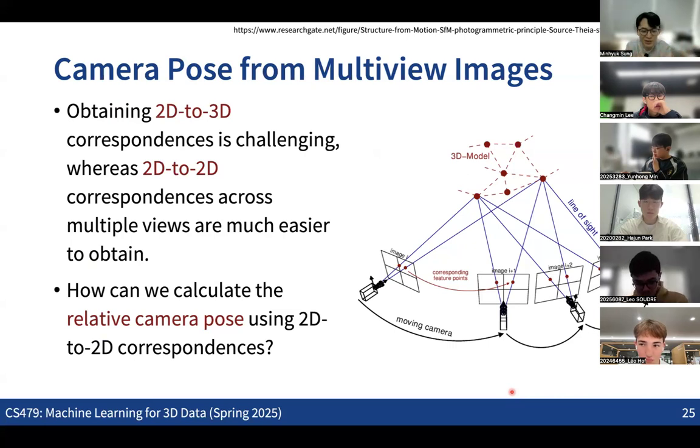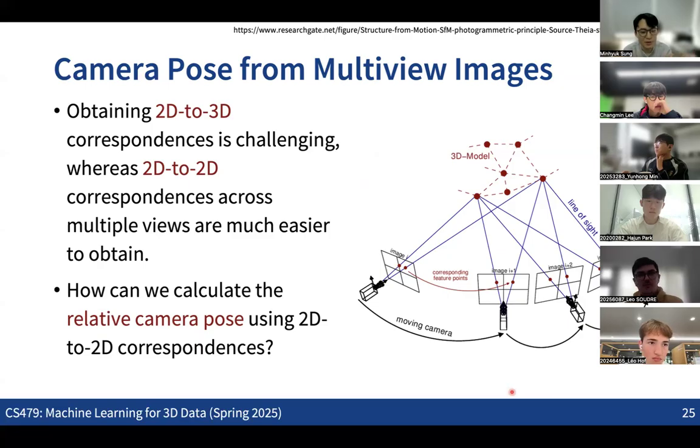But in many cases, it would be really challenging to measure the 3D coordinates in the 3D space, and also to find the corresponding point in the 2D image and get the 2D coordinates. So it may not be that practical a way to calculate the camera model. What we can do is find the 2D to 2D correspondence, which is a much easier task when you have multi-view images.